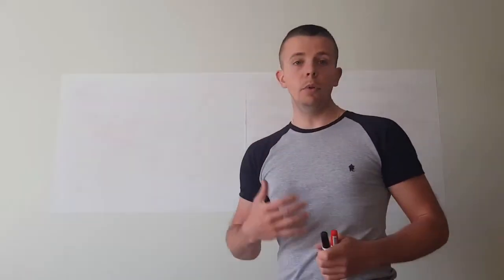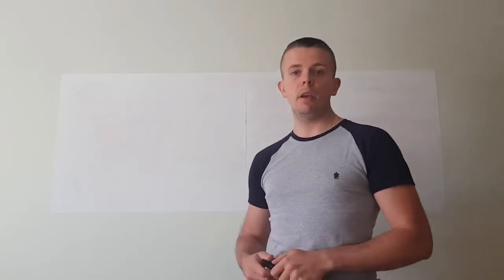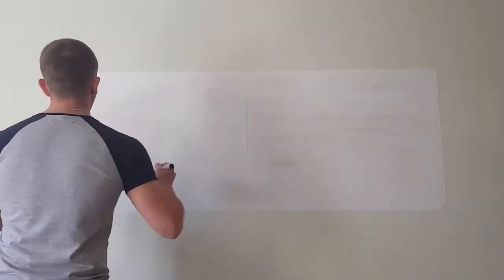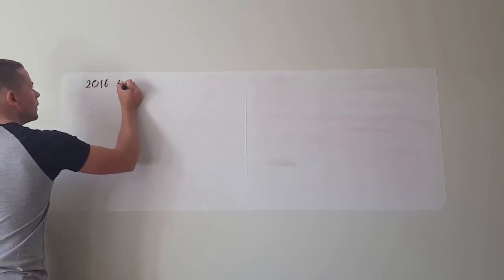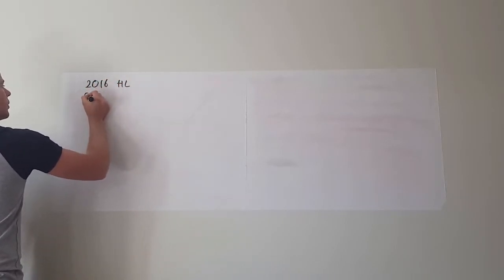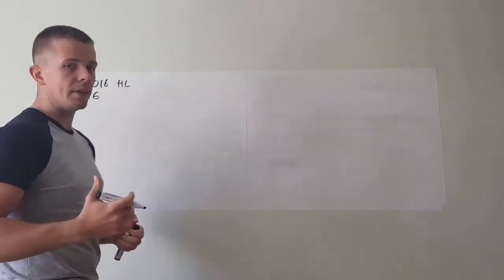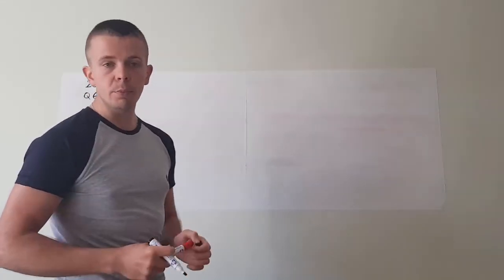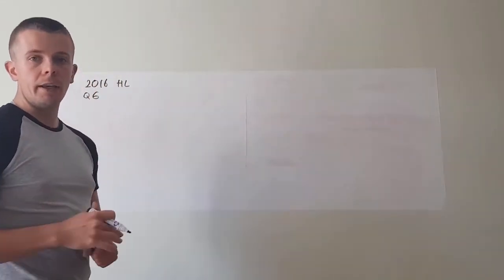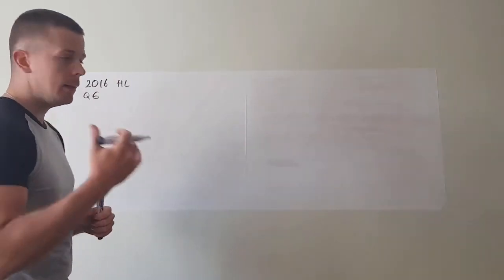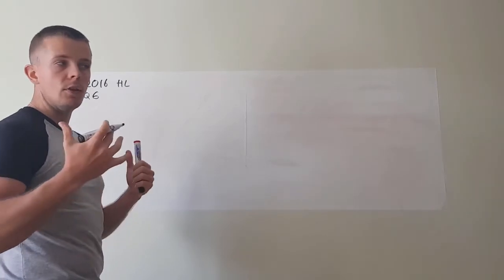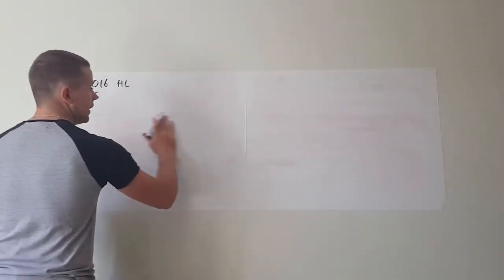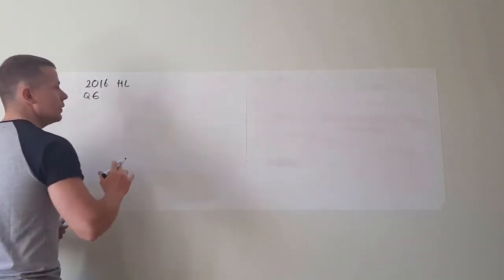Right, so we're moving on now to the 2016 paper, and again, we're at higher level, paper 2. And it is, what did we say, question 6. So again, sticking with the theme of proofs, this time what we want to prove is that in any triangle, the 3 angles add together to give 180 degrees. Okay, so that is, again, another fairly straightforward proof that we have to do.